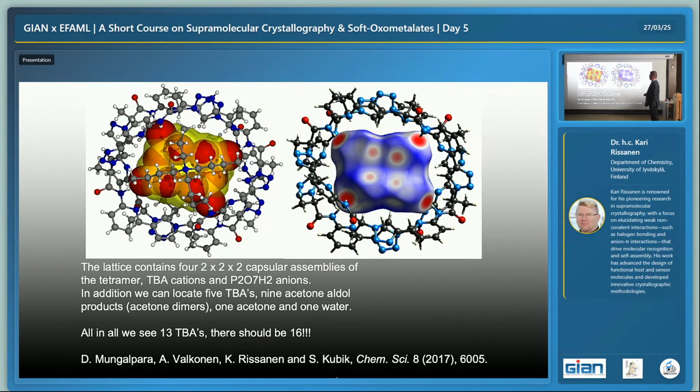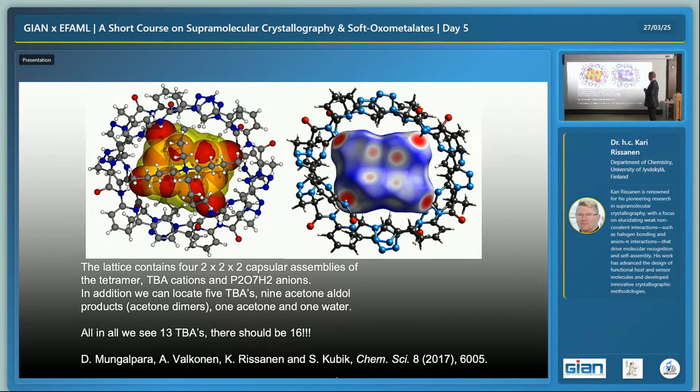So in the lattice there were 4 of these capsular entities: TPA cations and then the phosphate anions. Even with that data quality, we couldn't locate 5 TPAs. There were 9 acetyl-aldol products, because acetone had also dimerized in there. We saw that, and 1 acetone and 1 water. So we see 13 TPAs where there should be 16. Even the structure was lacking atoms. We couldn't find them. They were floating somewhere, so badly visible we couldn't locate them. But we saw all the important things.